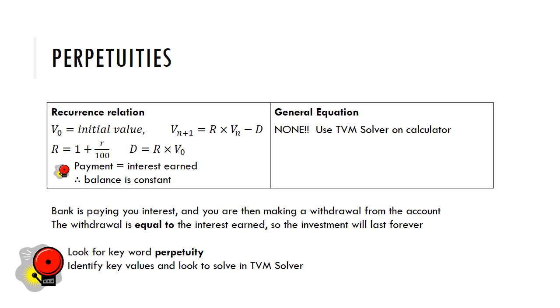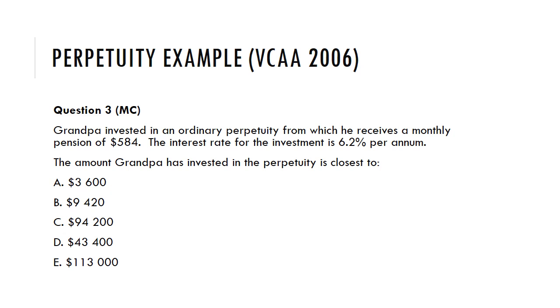Sometimes you can answer the question without having to actually work anything out. So look for the keyword of perpetuity, and again, no general equation, we're using the finance solver. The example we've got here is from 2006, but this time it was a multiple choice question. Grandpa invested in an ordinary perpetuity from which he receives a monthly pension.